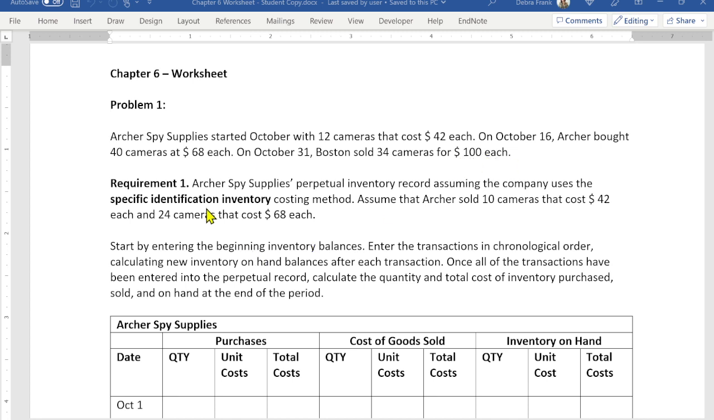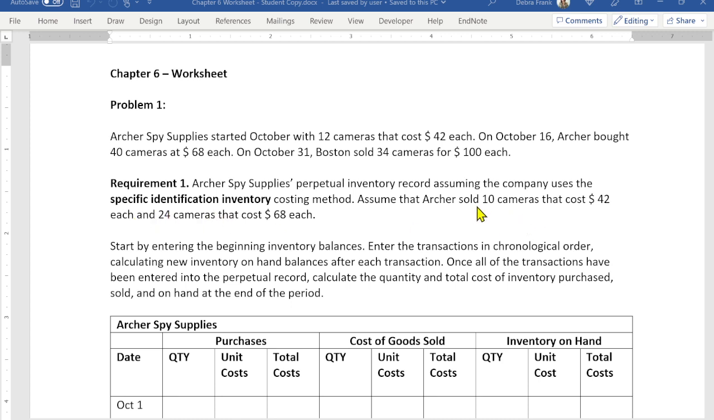All right, so the first requirement is Archer Spy Supplies perpetual inventory record, assuming the company uses specific identification inventory costing method. This is easy because it tells us what each cost is for each batch that was sold. So of those 34 cameras that were sold, we need to figure out the cost for them. Well, they're going to identify the cost for us under this method.